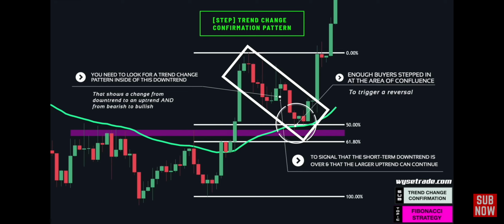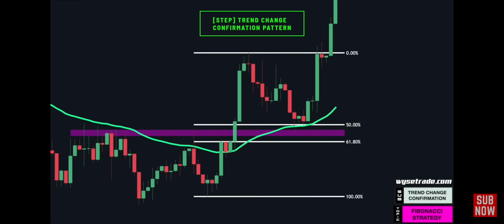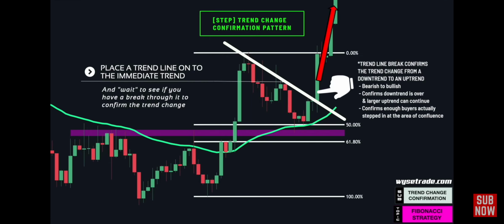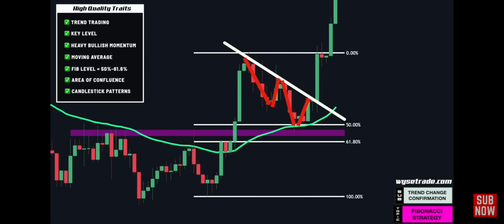Now there are many trend change confirmation patterns we use, but to keep it simple for now, what you do is you place a trend line onto the immediate trend like this. And if you have a trend line break, this signals a trend change from a downtrend to an uptrend, a change from bearish to bullish, and shows that the short-term downtrend is over and that the larger uptrend can continue. If price doesn't break the trend line and continues down, there's no trade because not enough buyers stepped in at the area and it's clear the sellers are in control.